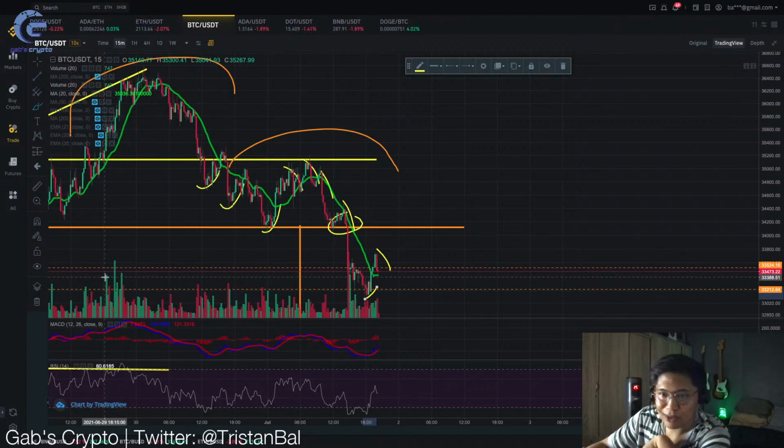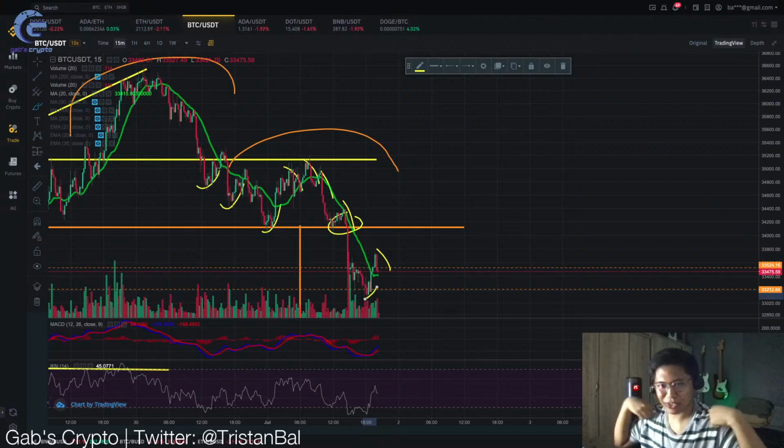Sir, tumataba ka po. Baka malaki lang yung shirt ko kasi ayun no. Sadyang sobrang laki ng shirt ko ata talaga.